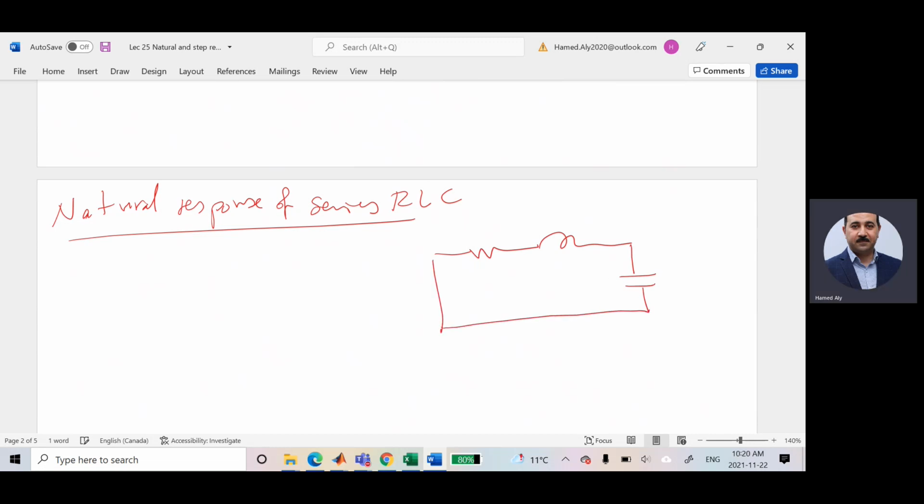So if I have a problem like this one, and this is R, this is L, and this is C, and you would like to find the current i of t here, what you have to do is calculate alpha first, which is equal to R over 2L. It is different than the previous alpha. And omega naught is equal to 1 over the square root of LC. And then I can calculate S1 and S2, so S1 or 2 is equal to negative alpha plus or minus the square root of alpha squared minus omega naught squared.